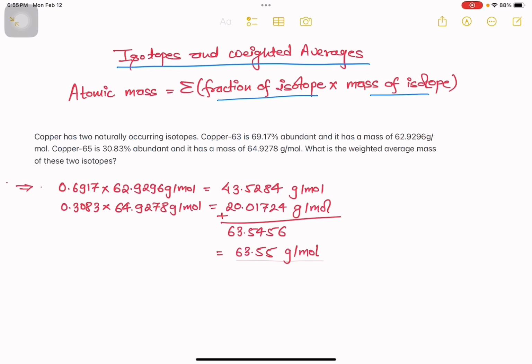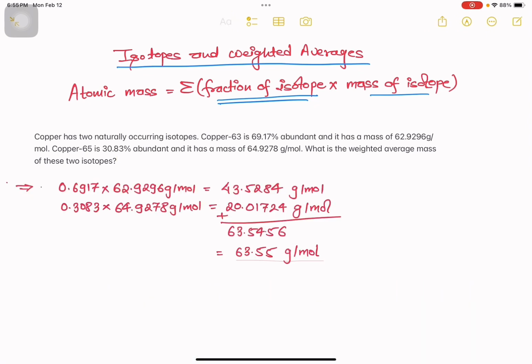Okay. Now isotopes and weighted average. The atomic mass that you see in your periodic table is the average mass of all the isotopes. If we are given the percentage of isotopes and their masses, how do we calculate the average atomic mass? There is a formula. It is the sum of the fraction of each isotope times the mass of that isotope.